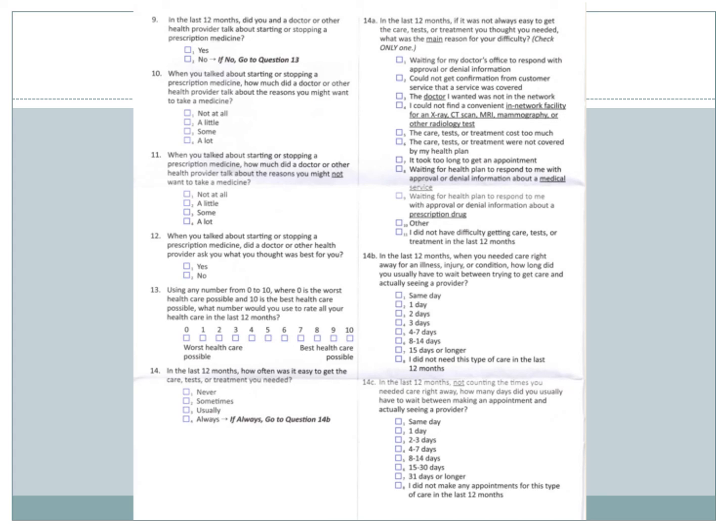So we've got all sorts of questions with Likert type scales. You see here with number 10, asking about starting or stopping a prescription medication. How much did the doctor or whoever talk about reasons why? And they go, not at all, a little, some, a lot. Now, I don't know what the difference between a little and some is.